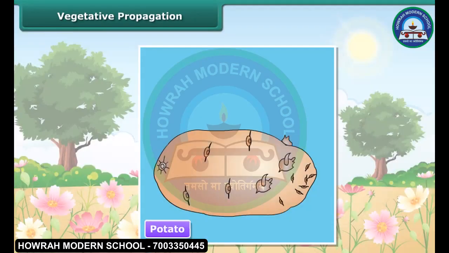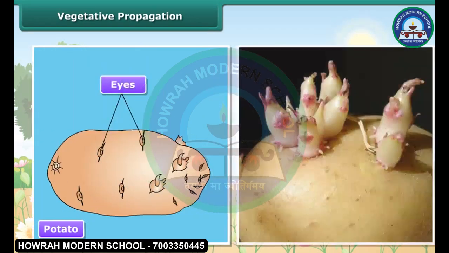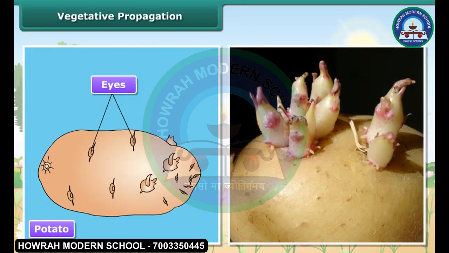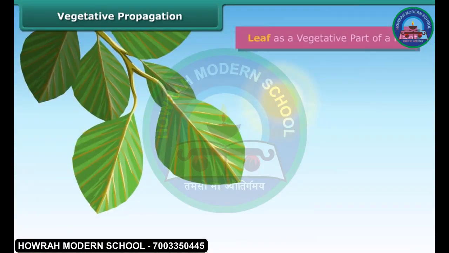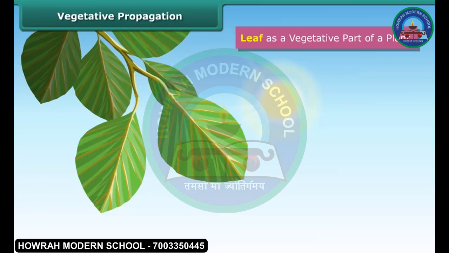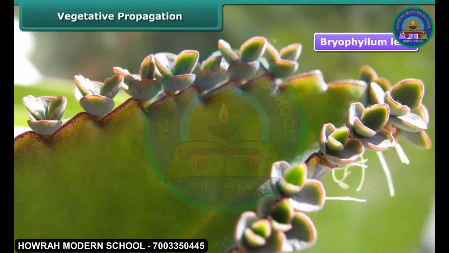Do you know potato is the edible stem of a plant? It bears small scars on it called eyes. Well, these are the axillary buds. Each eye on a potato can give rise to new plants by forming shoot above and root below. Leaf as a vegetative part of a plant. In plants like Bryophyllum, leaf is the vegetative structure that helps in vegetative propagation of a plant. Many small buds arising at the margins of the leaves under suitable conditions form new plants.